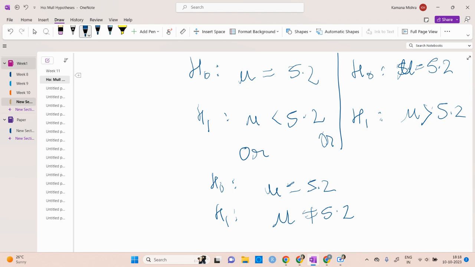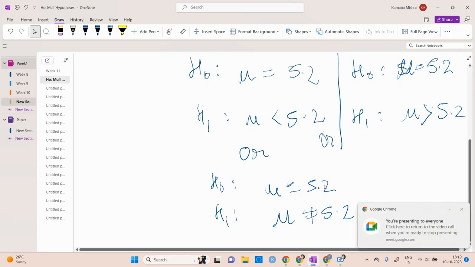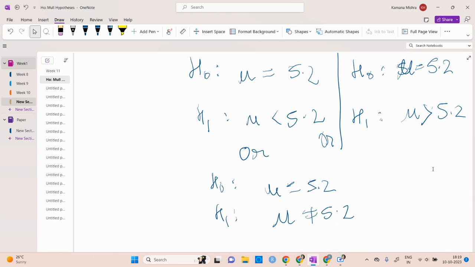So what happens is that you take one hypothesis. I'm just saying that the life of a bulb I'm using has a mean life of 5.2 years. Maybe a company makes hundreds or thousands of bulbs, and that company in general says that the mean life is 5.2. If you have 1,000 samples, then on the basis of that sample we will say what the mean life is, right?